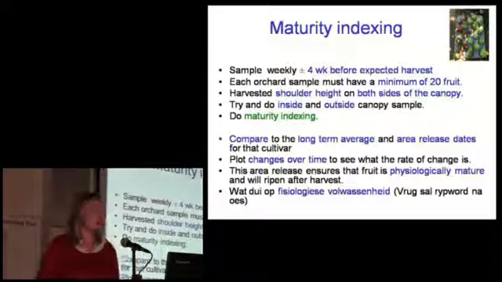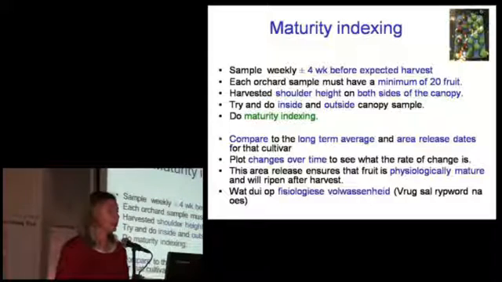Okay, so how does maturity indexing work? Generally, there's a sample. Every week you take a sample, plus minus 4 weeks before you anticipate harvest, and people already kind of know, looking at other cultivars, whether it's a fast season or not, so you don't miss it completely. And each orchard must have a minimum of 20 fruit, and if you see the orchard is variable, because sometimes it's on a slope, one can take more samples to take that into consideration. Generally, the sample is taken at shoulder height on both sides of the tree to take the sides of the tree into consideration. And if one can, do inside and outside maturity to have an idea of where they are at. And then you do maturity indexing.